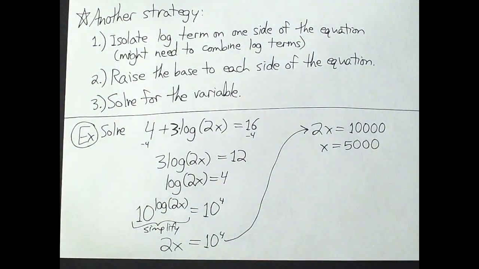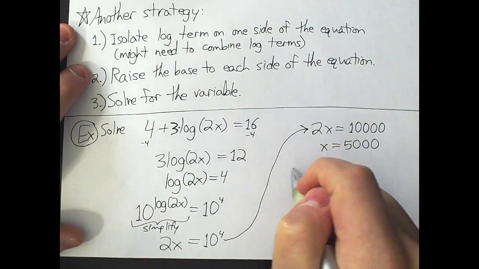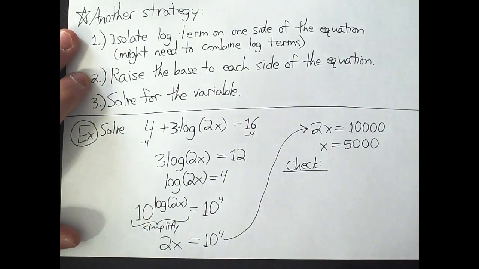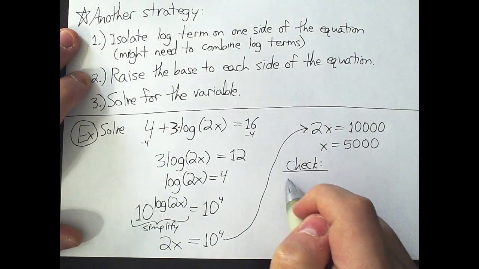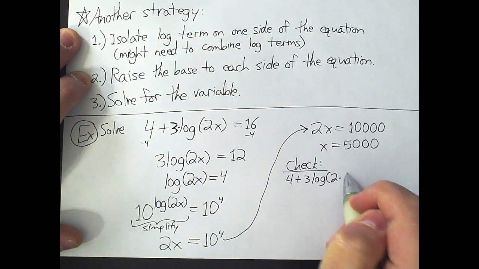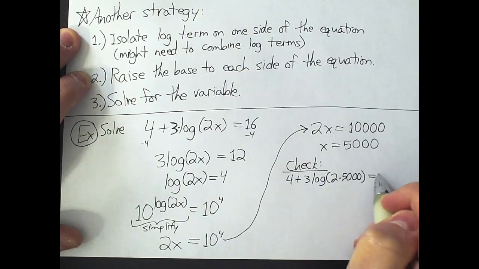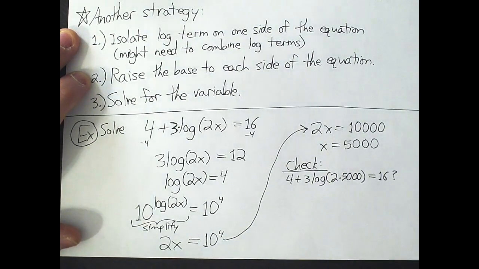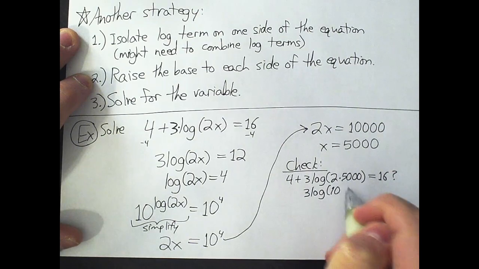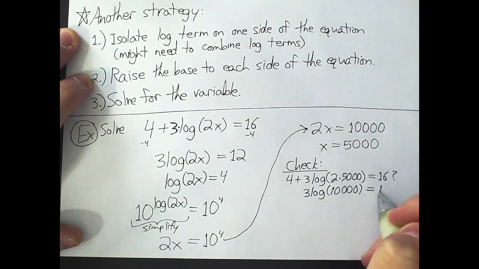And that should be the answer. That probably is the answer, but I'm going to check in the original problem before I definitively say that's the answer. So in the original problem, this would say 4 plus 3 times log of 2 times 5,000. Does that equal 16? And it's okay to subtract 4 from both sides here. In this equation that we're checking, I'm going to subtract 4 from both sides. 3 times log of 10,000 equals 12.